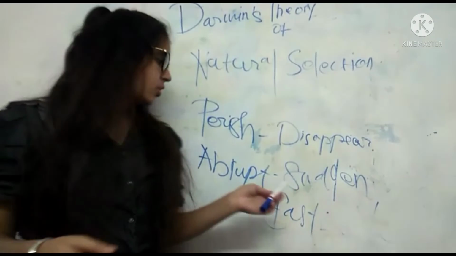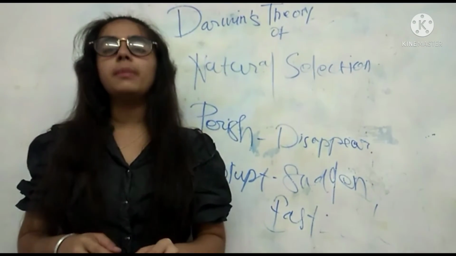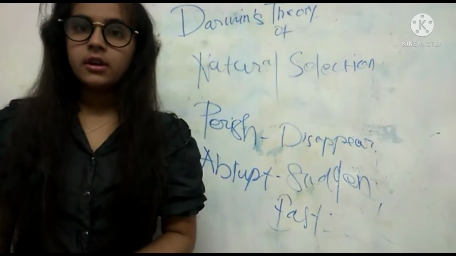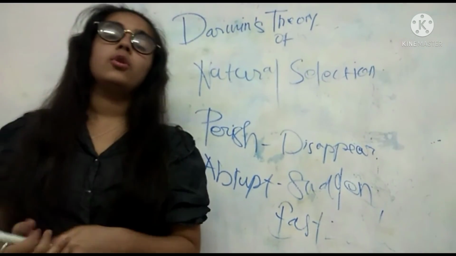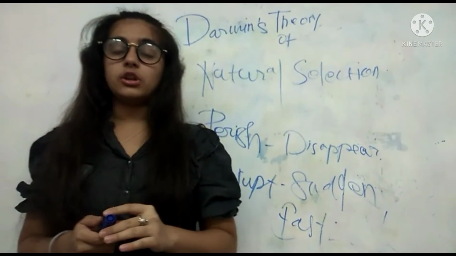And after all the objections, Darwin's work on evolution has been a milestone, and Darwin's theory is still accepted. It's not rejected. This was Darwin's theory of natural selection.